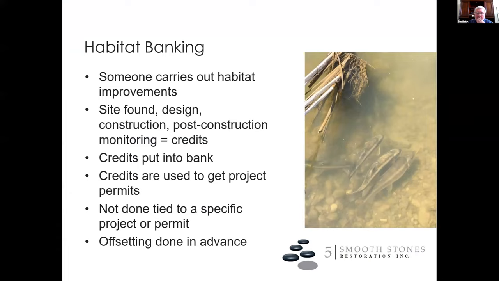So again, a little bit of definition. What is habitat banking? Somebody carries out habitat improvements. They find the site, they design it, they construct it. They do post-construction monitoring, whatever's required by the regulatory agencies, and it generates credits. The credits are put into the bank and the credits are used later on to get a project permitted so that it can go ahead and be developed. Generally not tied to a specific project or permit, which is something that Dave hit on as well. And again, the critical point is that it's done in advance. So that's really a very beneficial point about this.